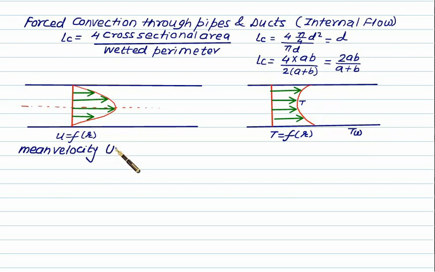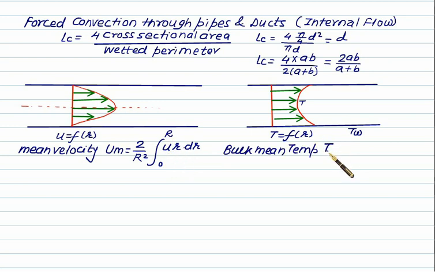The mean velocity of a fluid, which is the average velocity over the given section, is obtained by 2 divided by R square into the integral of u multiplied by r dr from the radius 0 to capital R. And the bulk mean temperature Tb, calculated based on the mean velocity, is given as 2 divided by um into R square into the integral of u multiplied by T into r dr from 0 to R.